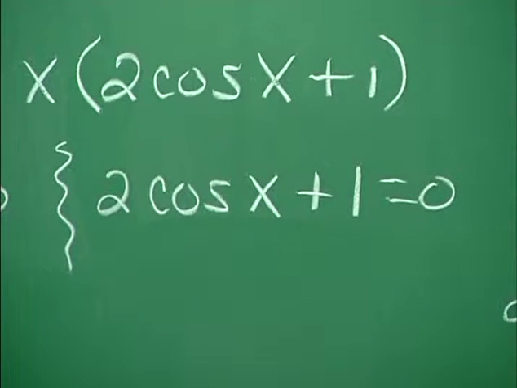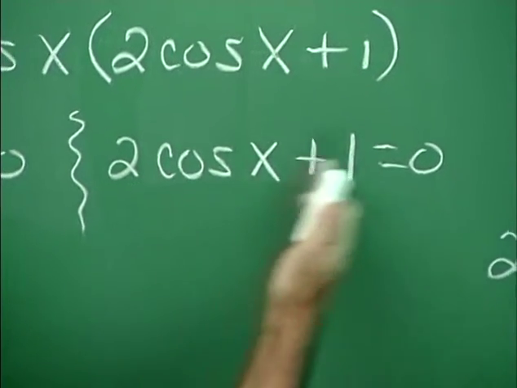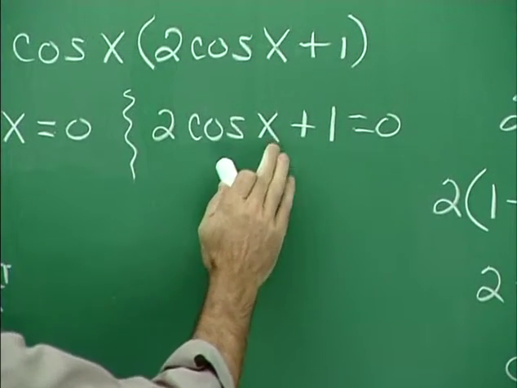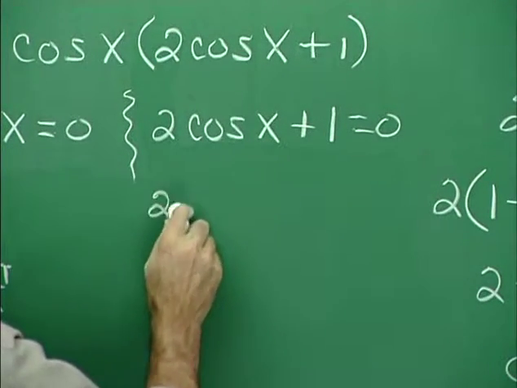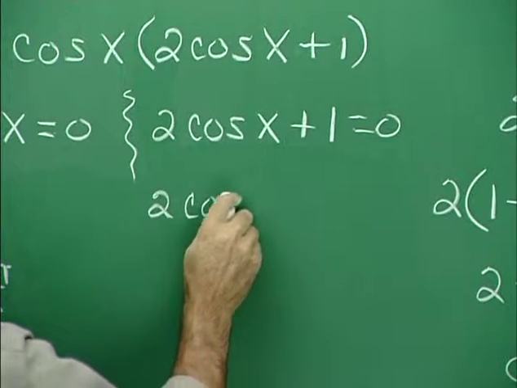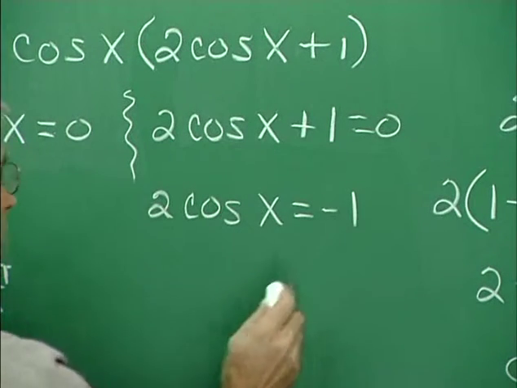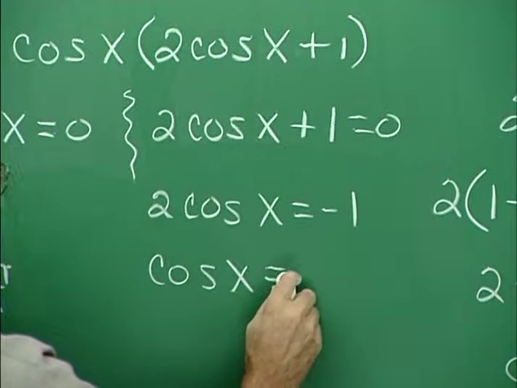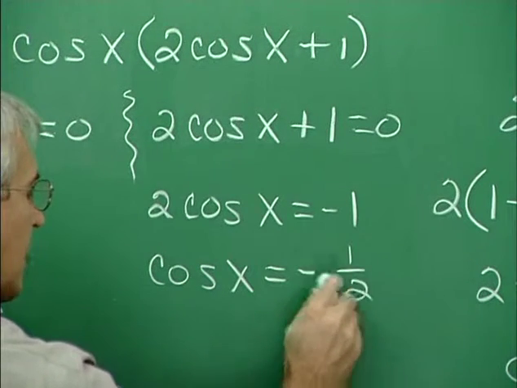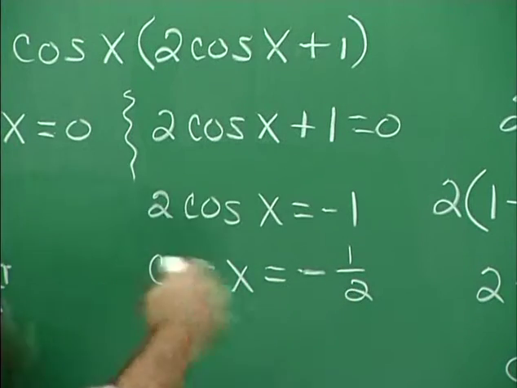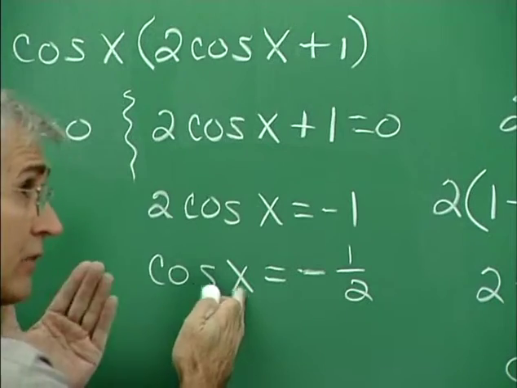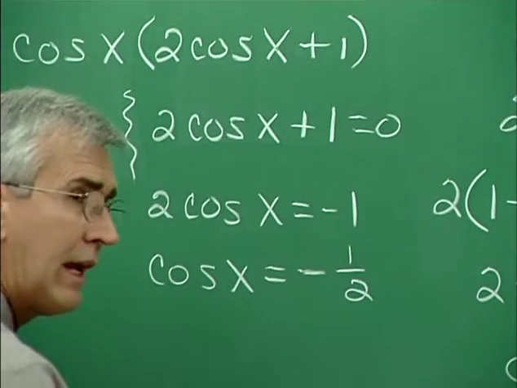Now let's solve the equation associated with the other factor. We're solving this equation, so I want to isolate cosine x on one side. I'll subtract 1 on both sides to begin with, so we have 2 cosine x equals negative 1. Dividing on both sides by 2, I find cosine x to be equal to negative 1/2. All right, now we need to analyze in some way the situation so that we identify the angles such that the cosine of those angles is negative 1/2.